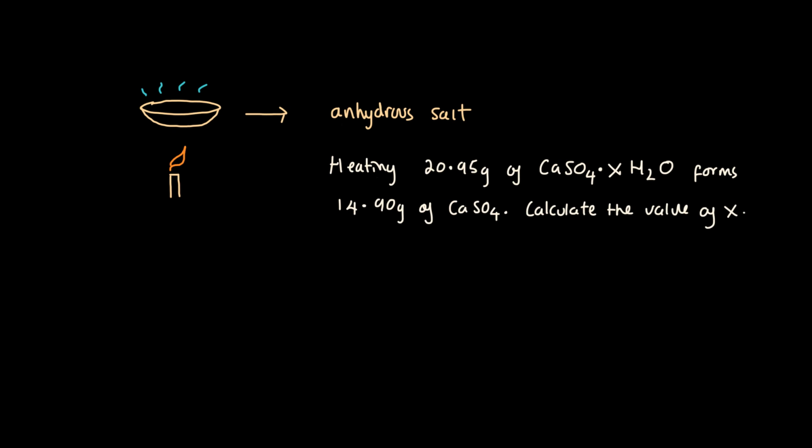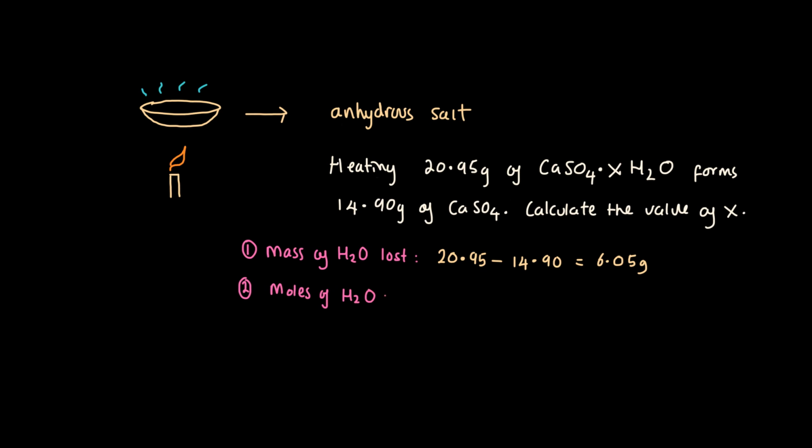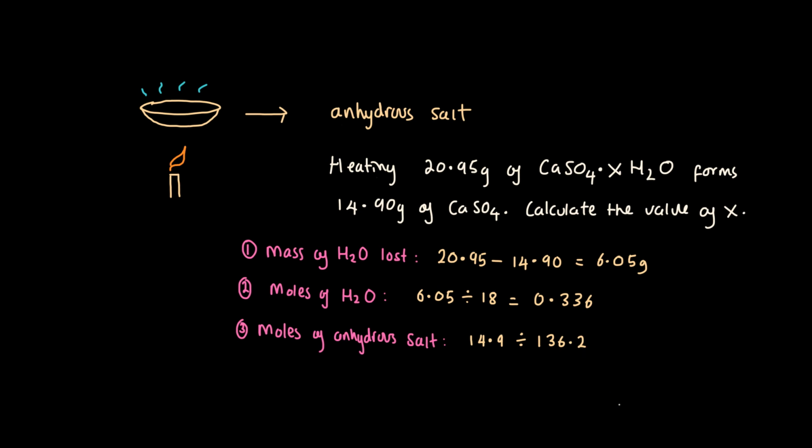First thing to do is calculate the mass of water lost, which is 20.95 take away 14.90, giving us 6.05 grams. Now calculate the moles of water, which is the mass divided by the Mr, giving us 0.336 moles. Now calculate the moles of the anhydrous salt. Its mass is 14.90. Divide this by the Mr, which is 136.2, and the answer is 0.109.